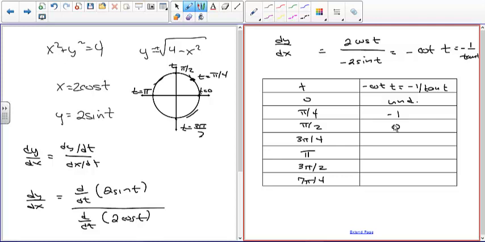Okay, and then if I put in 3 times pi over 4, so it's -1 over the tangent of 3 pi over 4, I get 1. And here I'll get undefined. Here I will get 0. And let me put 7 pi over 4 in. 1. Okay. So those are the values that I get using the parametric way of calculating the slope of the tangent line.